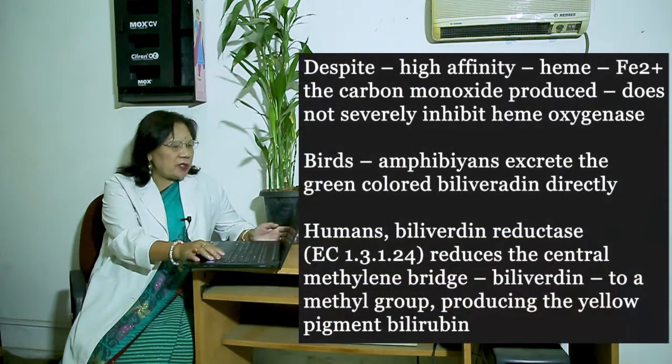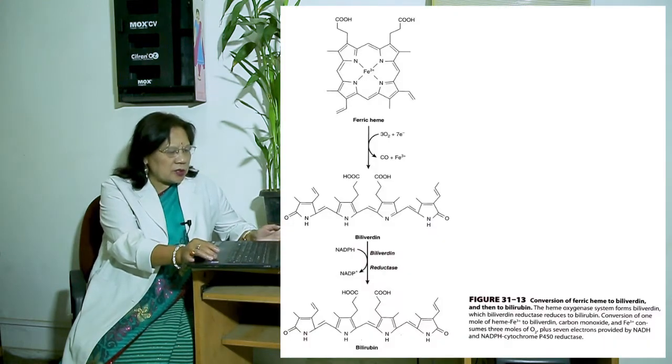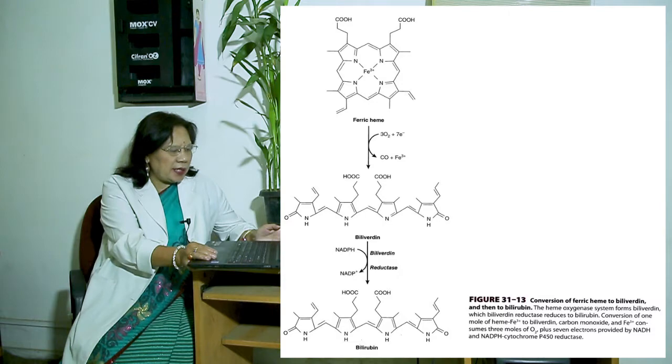Despite high affinity for heme, the carbon monoxide produced does not severely inhibit heme oxygenase. Birds and amphibians excrete the green-colored biliverdin directly, and in humans biliverdin reductase reduces the central methylene bridge of biliverdin to a methylene group, producing the yellow pigment bilirubin. The reaction shows biliverdin plus NADPH and hydrogen ion finally forms bilirubin and NADP. So this is the conversion of ferric heme to biliverdin and then to bilirubin.